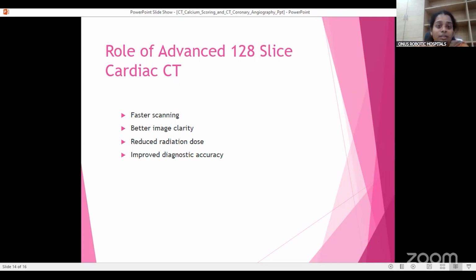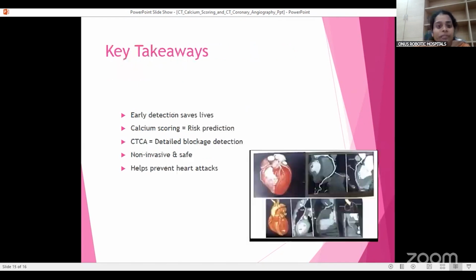Nowadays we can see that the rate of patients getting the CT coronary angiogram done is increasing, because patients prefer it as a non-invasive method, and it gets done in a very limited time, like 5 to 10 minutes. And we have a good negative predictive value, so that gives relief to the patient. So all these are the advantages of the CT coronary angiogram.